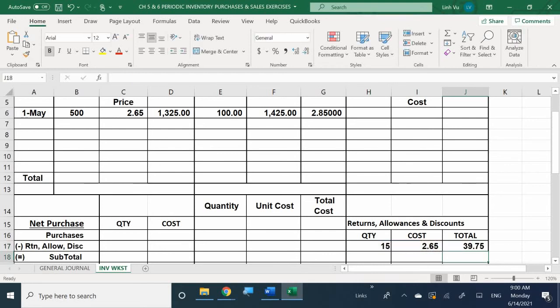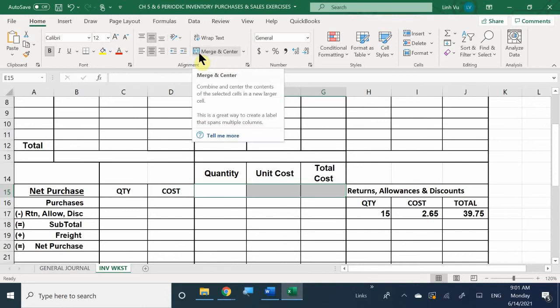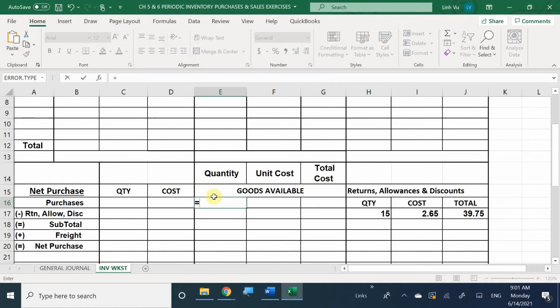$39.75 would be the cost for the 15. Good. Just like we've practiced many times before, I'm going to go ahead and make this little section right here my goods available, because I just returned a batch of inventory items. So in this case, I want to keep track of my inventory, right? Because in this case I actually returned items.